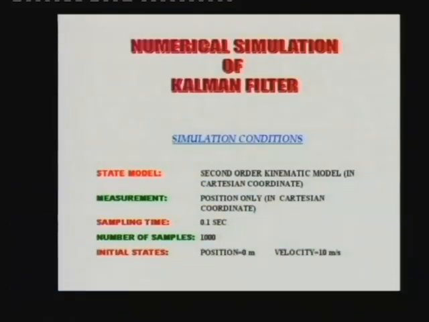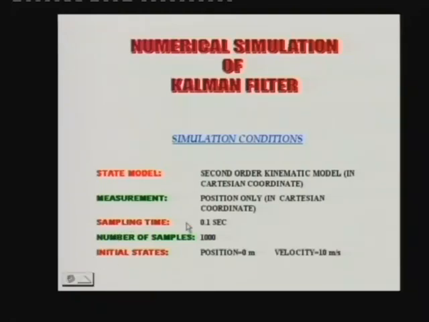That is good. So, here we are showing one numerical simulation of a Kalman filter. What are the simulation conditions? The state model is a second order kinematic model, just the one that we have seen. The measurement is position only, assumed to be in Cartesian coordinates. Incidentally, this simulation is in one coordinate only. We are looking at the motion only in one coordinate. There may be two other coordinates which we are not looking at.